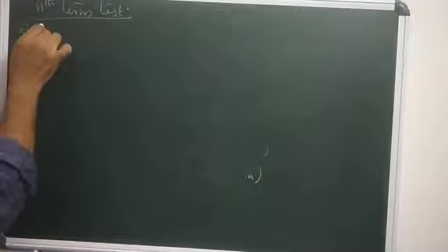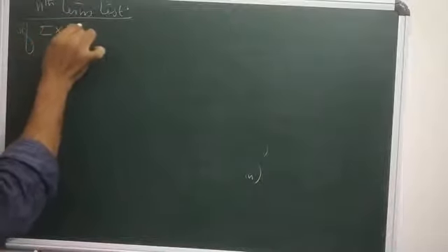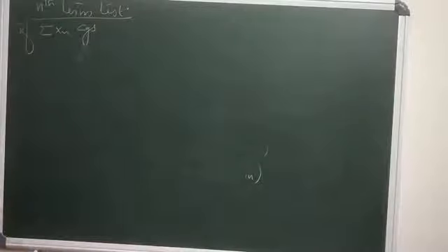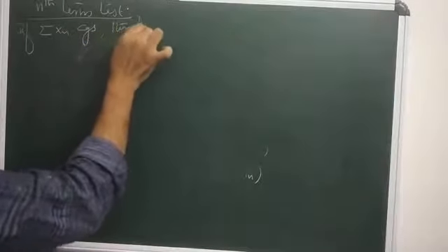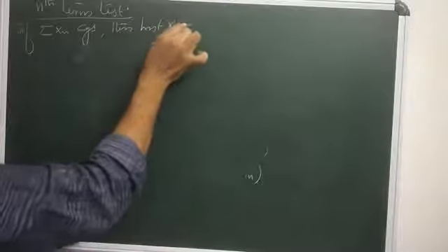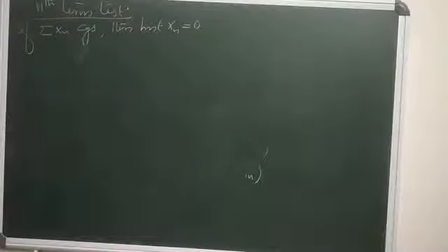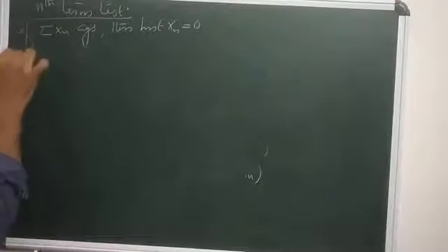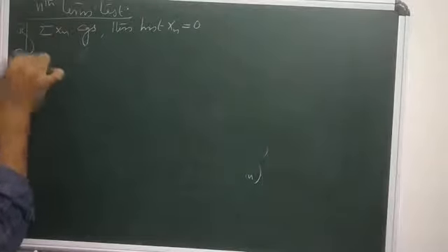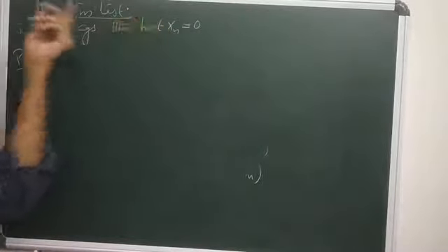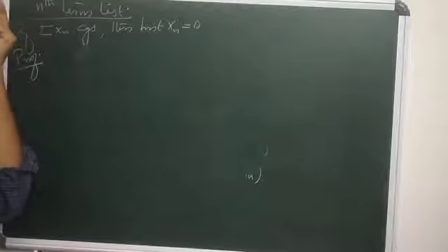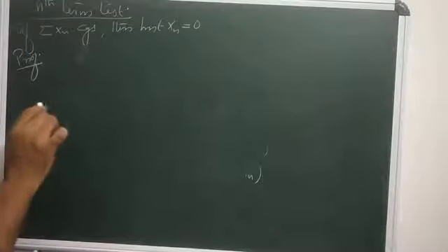That theorem states that if the series sigma xn converges, then limit xn equals 0. If the series sigma xn converges, any series, then limit xn equals 0. This is the nth term test. So, if limit xn equals 0, it need not imply that sigma xn converges. Its reverse inclusion need not hold.